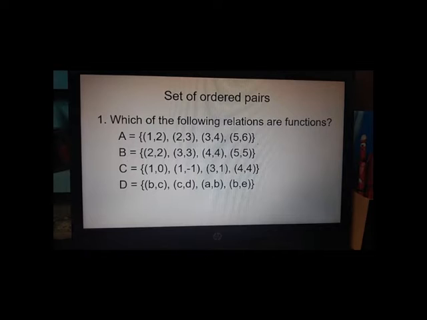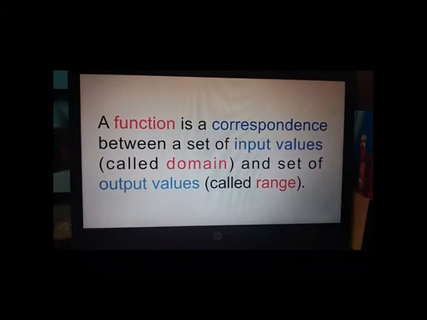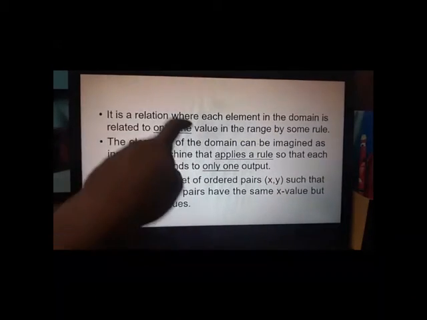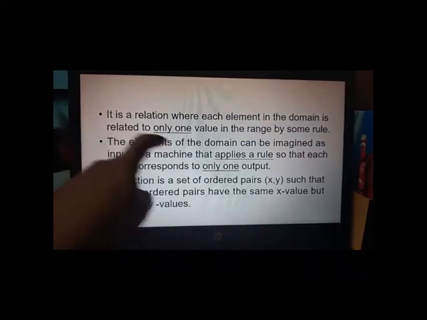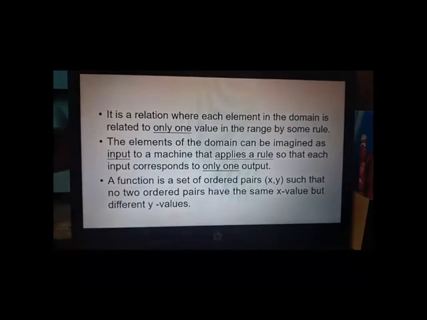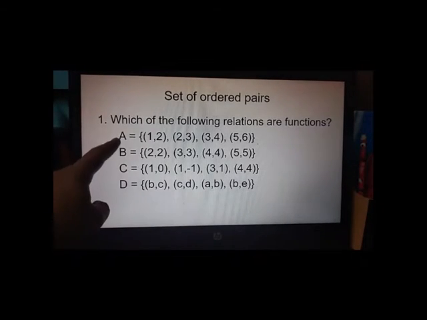Let's take sets A, B, C, and D. Take note of the given definition of function, meaning only one. The value in the domain has only one value in the range. Remember that one. So let's take set A.